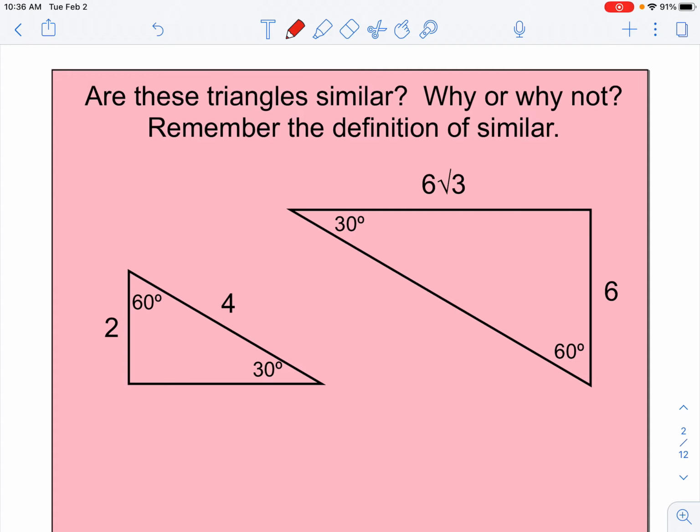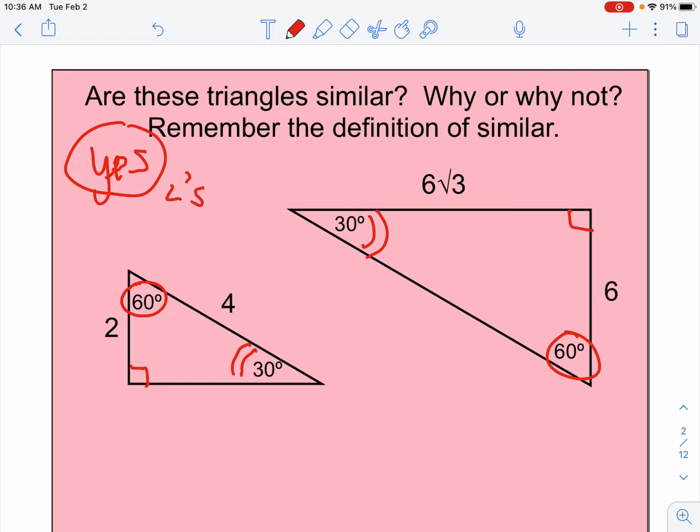Okay, well, first of all, the answer is yes. Anybody can guess yes or no, though. So why? Well, the best thing to do is always check all the angles. We have a 60-degree angle that is corresponding and congruent to a 60-degree angle. We have a 30-degree angle corresponding and congruent to a 30-degree angle. And by the third angles theorem, these also have to be congruent, and they happen to be 90 degrees because of the triangle sum theorem. So yes, the angles are congruent.